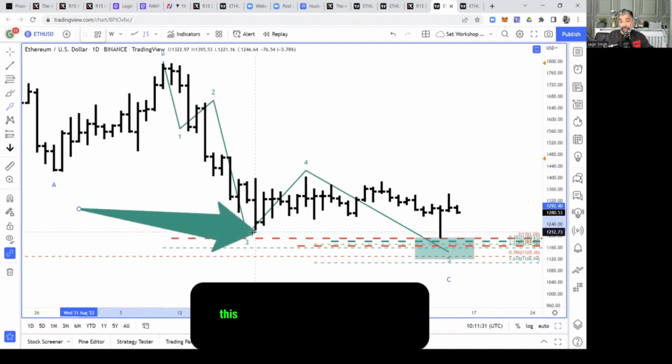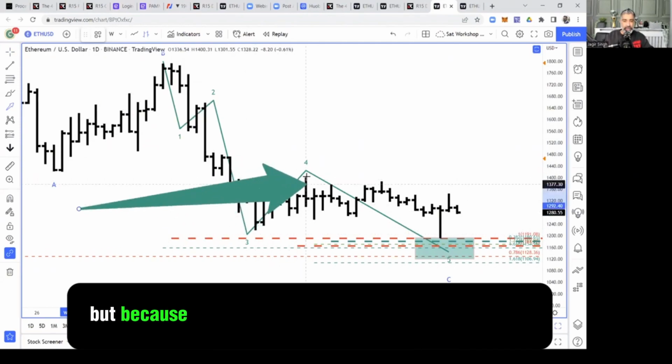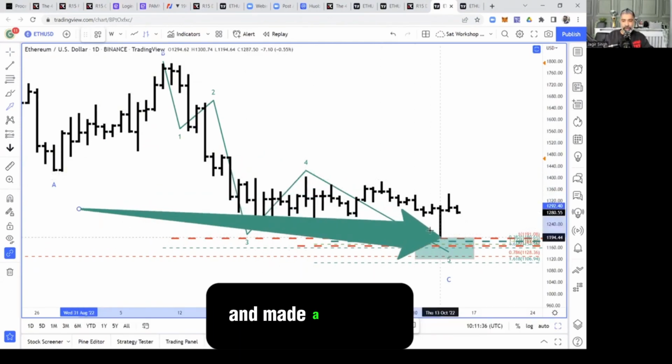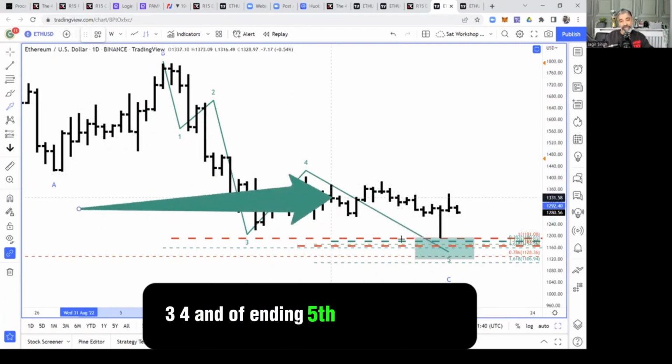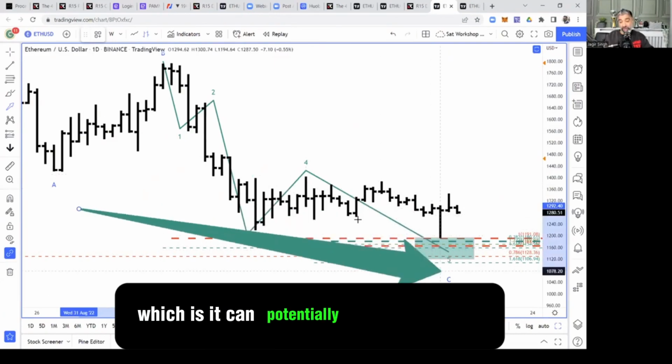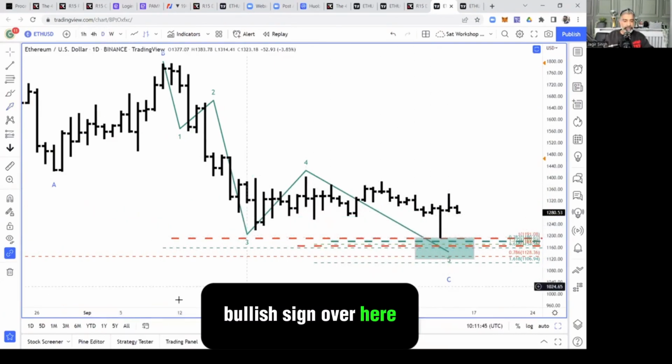Initially, we thought, by the way, this was the wave C end, but because of how the market reacted as a correction and made a new low, it looks like a nice 1, 2, 3, 4, and an ending 5th wave diagonal, which can potentially be a very bullish sign over here.